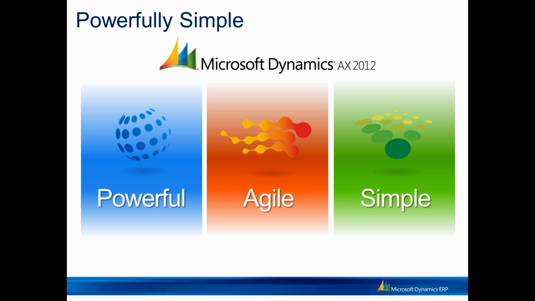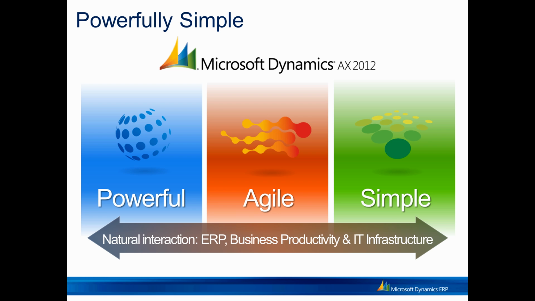Microsoft Dynamics AX's core principles are around these 3 key points: the fact that it's powerful, it's agile, and it's simple, and that it's obviously very simple to use. And the 3 of them are intertwined with the core concept and the core principle, which is natural interaction between ERP, business productivity, and IT infrastructure.